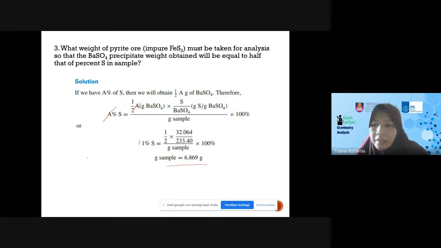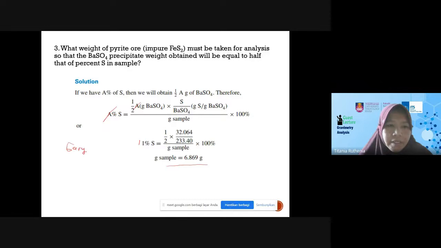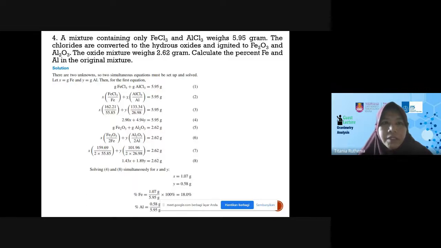So these example problems are from Gary D. Christian. This is from the first reference that I have already written in the previous slide. So this is from this book, if you want to find it by yourself, or probably your lecturer has already given it to you. So this is number 4.